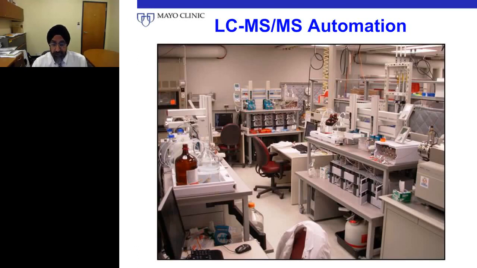LC mass specs are very cumbersome instruments. They do take a lot of space. And this particular slide shows that you need pumps, you need auto samplers, you need mass spec to make this happen. And this is the picture of how our lab is organized to accommodate various mass specs for testing of vitamin D and other steroids and hormones. This testing does require solvent and does generate a lot of wastage.